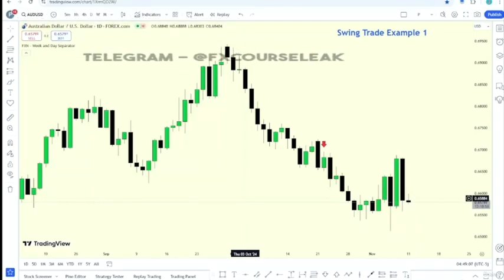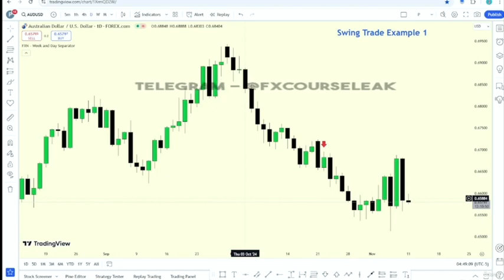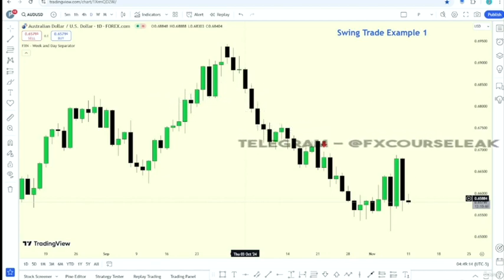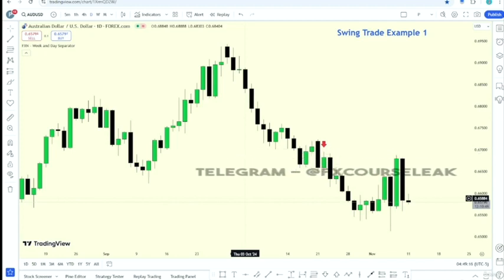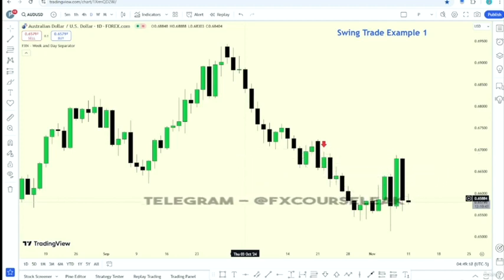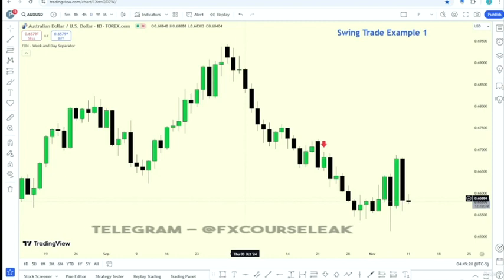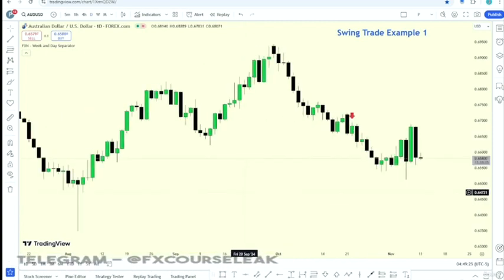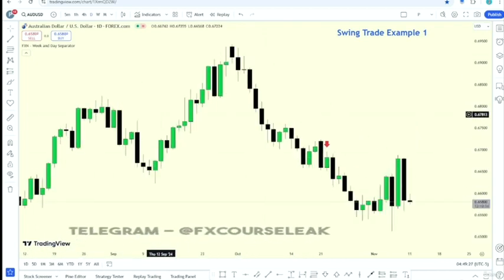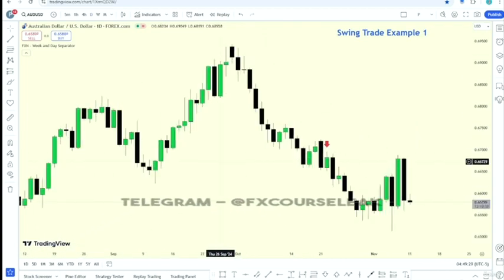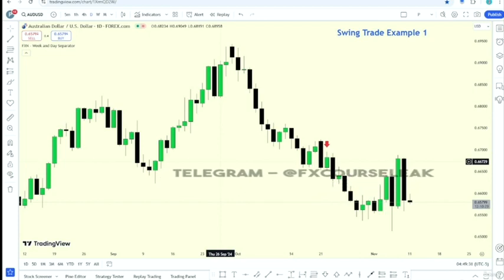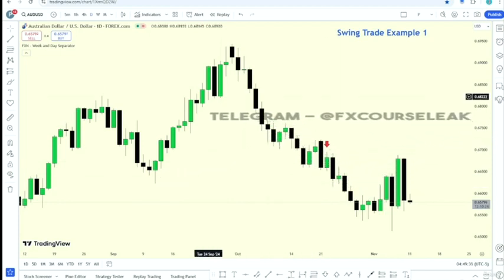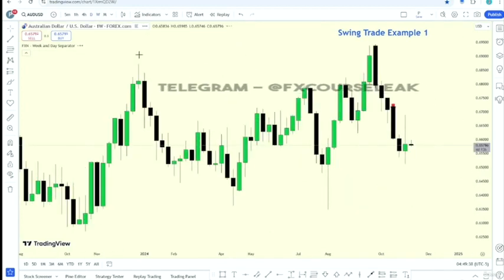So in this lesson we're looking at an example of a swing trade setup using the order block trading strategy. Basically, when we are looking at the order block trading strategy, the first thing we want to do is determine the higher time frame order flow. So we are going to go into the weekly chart. This is the Australian dollar daily chart. We are going to go into the weekly chart and look at the order flow first. Then we're going to come back to the daily chart to break down that setup. So let's go to the weekly chart.